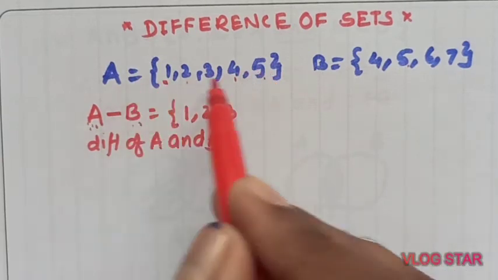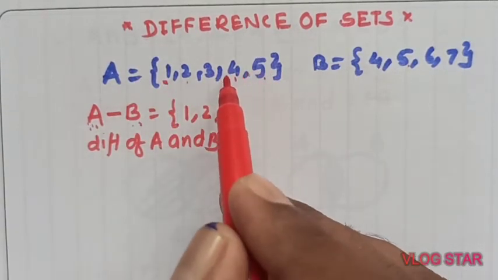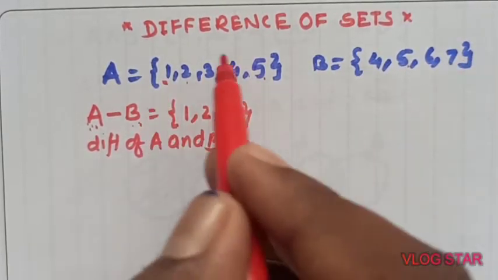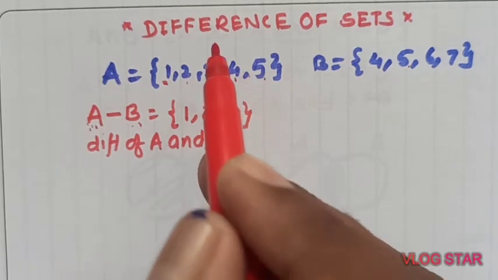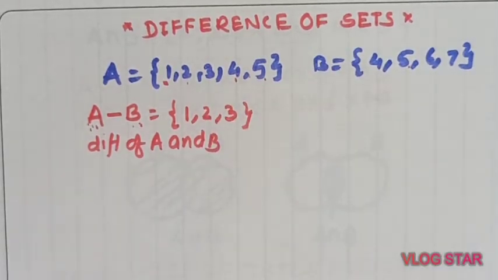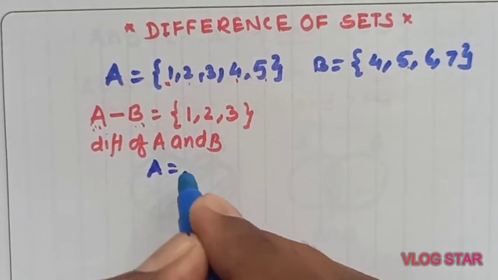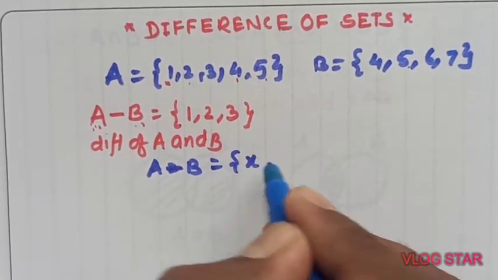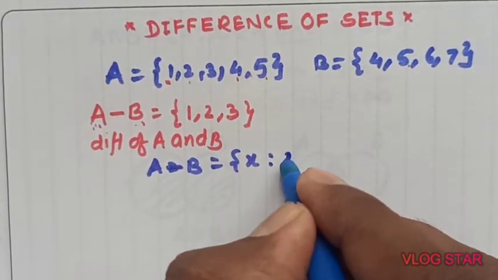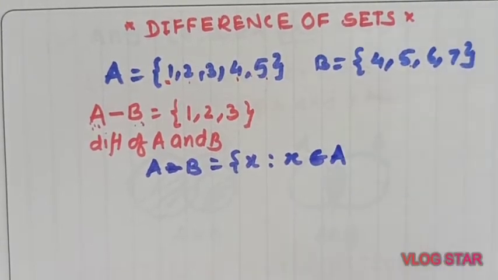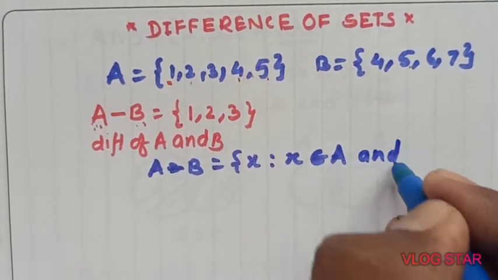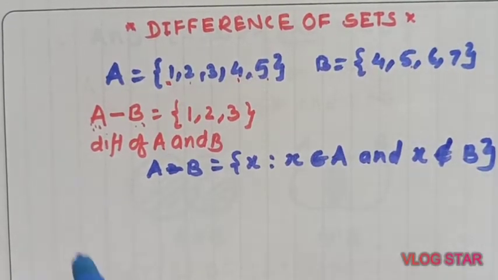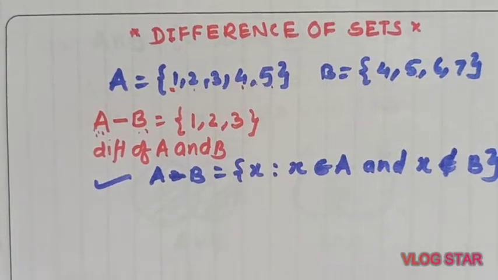So we have copied all the members from A which are not in B. Then what about 7? Leave it, because we are writing all the members from A which are not in B. So another way of writing this definition: the difference of A and B is the set of all elements X such that X is a member of A and X is not a member of B. So in this way we can write the difference of two sets.